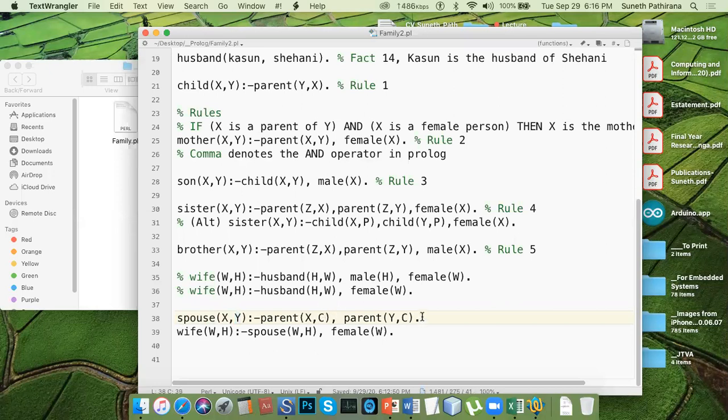So in this case, this is not that perfect a way of defining a rule. Here I have defined the requirement, that means the eligibility requirement, the qualifications that X has to have to play the role of Y's spouse. That means I have defined X is a parent of a child C, and Y is also a parent of the same child. That means X and Y are sharing the same child.